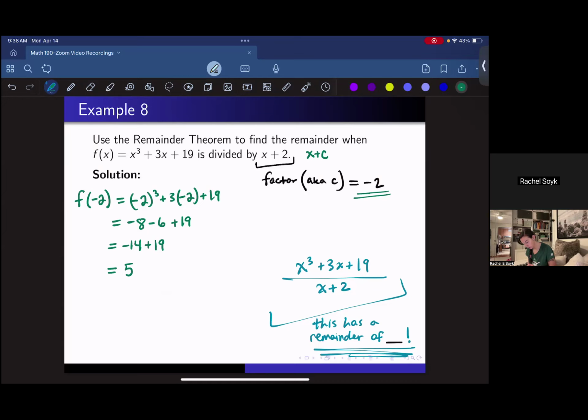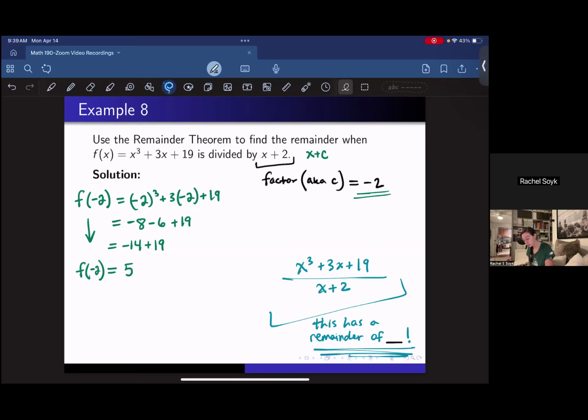I made a mistake. What mistake did I make? I did not make a mistake. I was just reading it wrong. I think I had factor theorem glued into my head for a second.